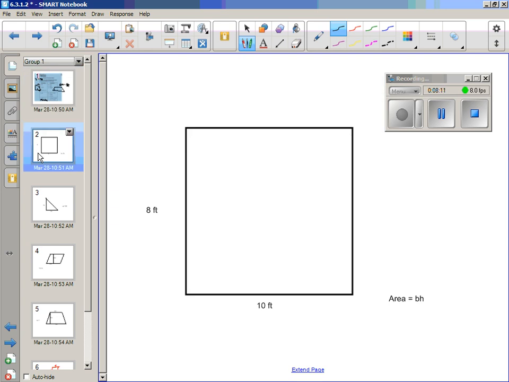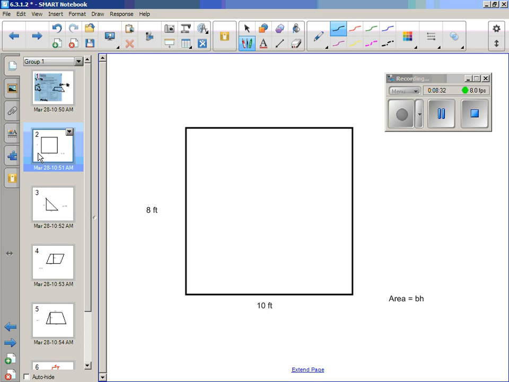Okay, area, many of you were able to find the area of this one. Remember, when we're finding area, we're trying to find square units inside. If we're trying to find perimeter, we'd be adding up the outside. We're going to try and find square units. How many square feet is this shape? And can we name what type of shape this is?